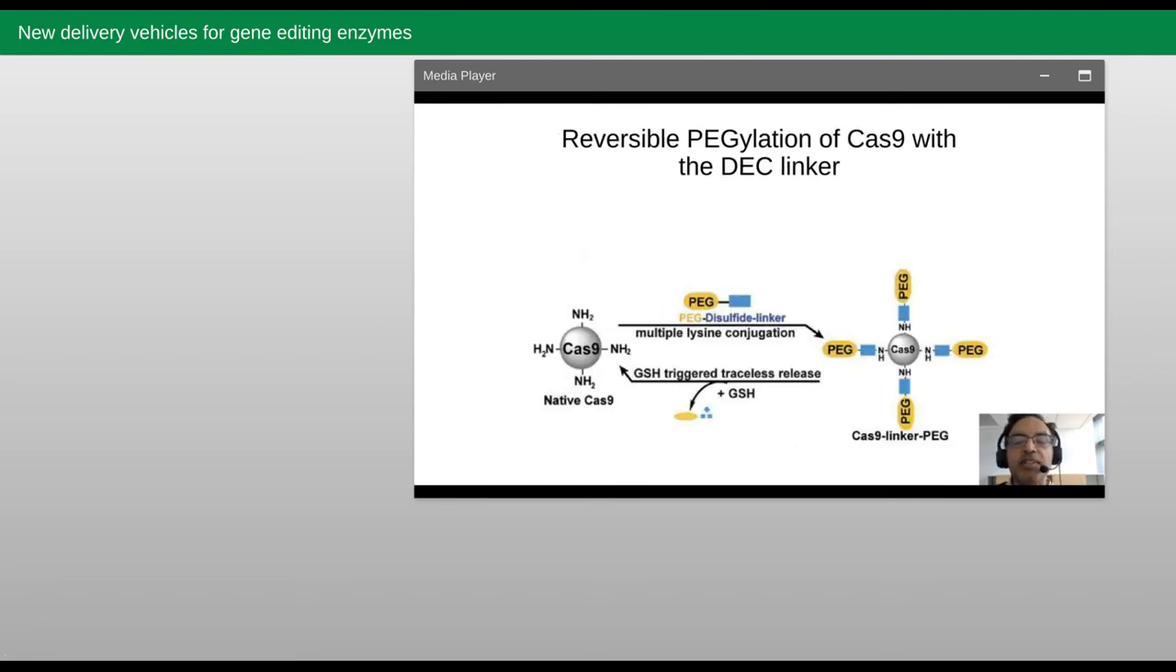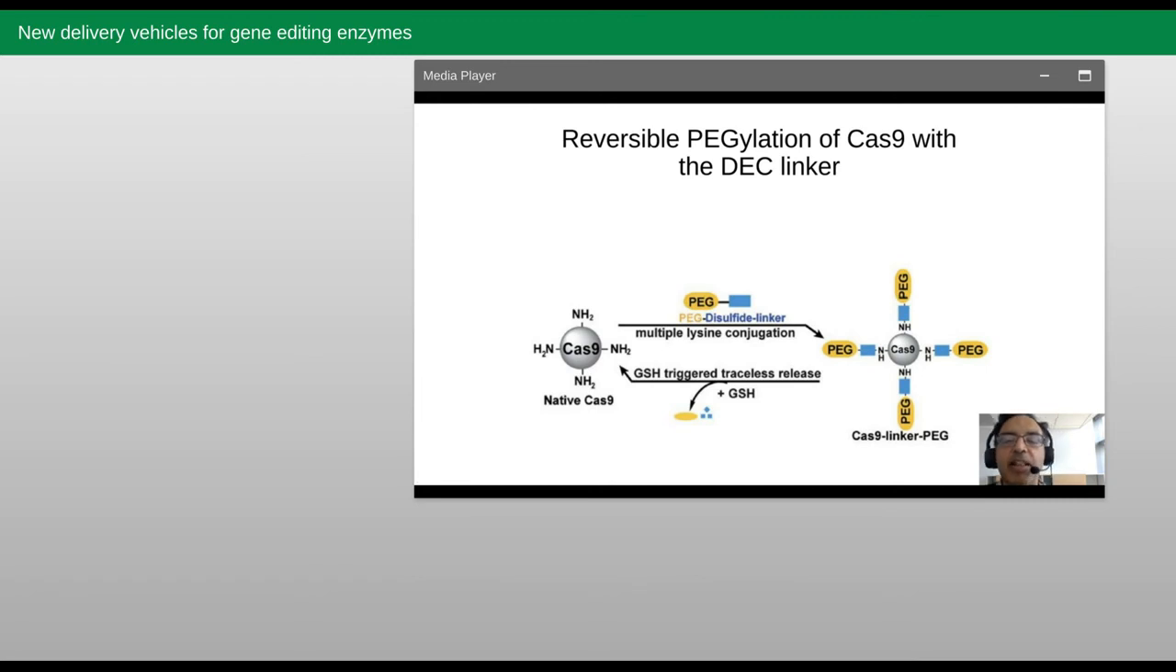So in the first project, we used the DEC linker to conjugate the polymer polyethylene glycol, or PEG, to Cas9 via modification of the lysine residues to get what we're calling Cas9 linker PEG. And the idea is that the PEG will enhance the diffusion of Cas9 in brain tissue. Once this Cas9 PEG gets inside of a cell, the GSH inside of the cell will then reduce the DEC linker and remove the PEG and then generate unmodified Cas9, which can then be active and do its gene editing.